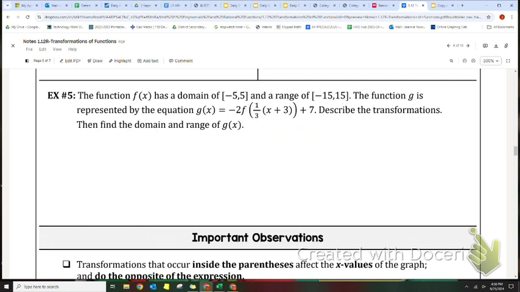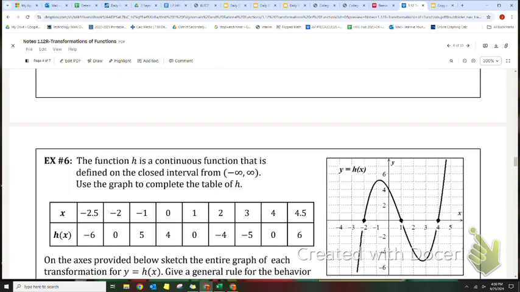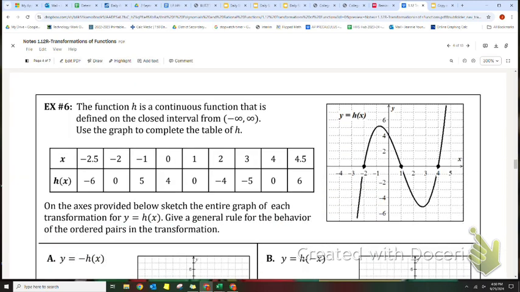Then some important observations. Transformations that occur inside the parentheses affect the x values of the graph and do the opposite of the expression. Talked about that. Transformations that occur outside the parentheses affect the y values of the graph. They do what they're supposed to. All right, then example 6 here says the function h is a continuous function that is defined on the closed interval from negative infinity to infinity. Use the graph to complete the table of h.